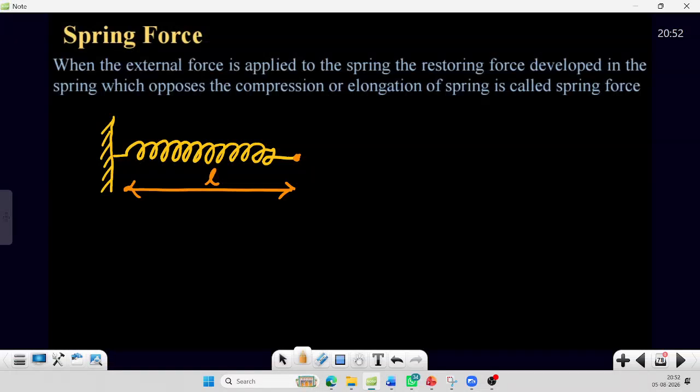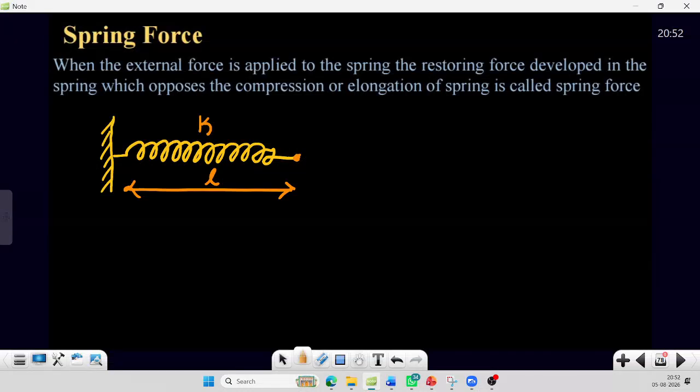So the length of the spring when no force is applied is called the natural length of the spring. And every spring has one parameter called K, where K is called the spring constant. K is called what? Spring constant, or it is also called the stiffness constant. We'll call it the spring constant.